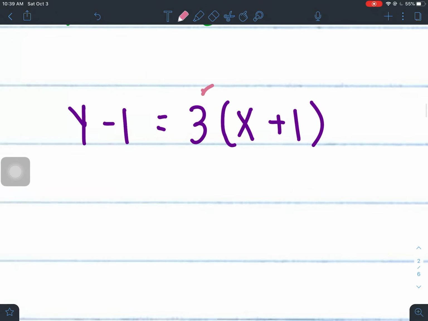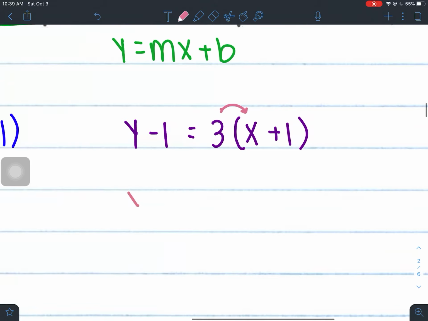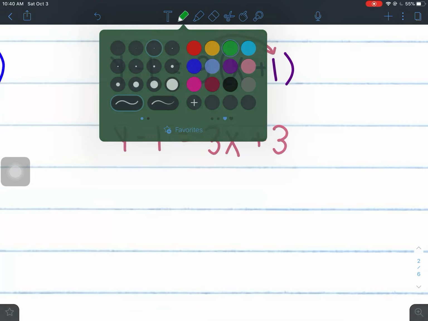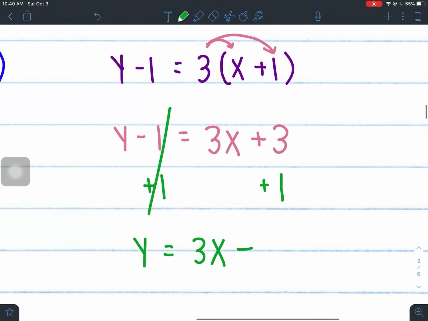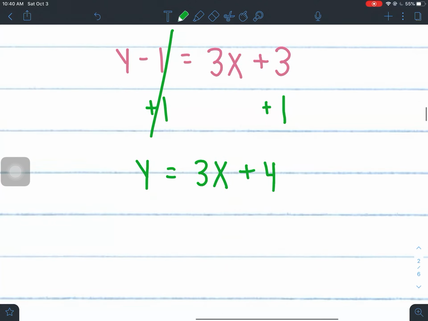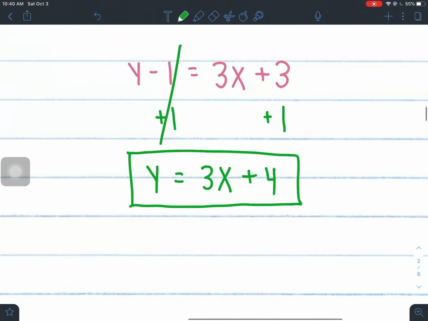So the first thing I'm going to do is distribute. So we have y minus 1 equals 3 times x, which is 3x, 3 times 1 which is positive 3. Then our final step here is to get y by itself by adding 1 to both sides. So we have y equals 3x, 3 plus 1 is 4. Now this is in slope-intercept form. So that means my equation is done.